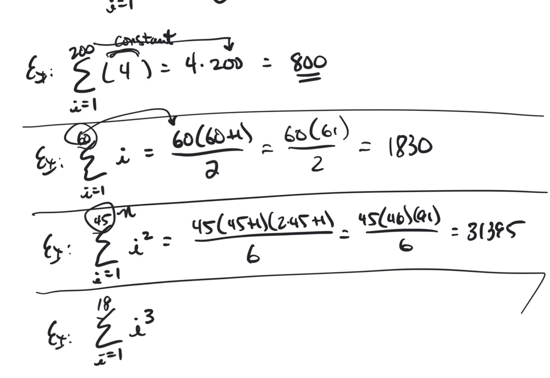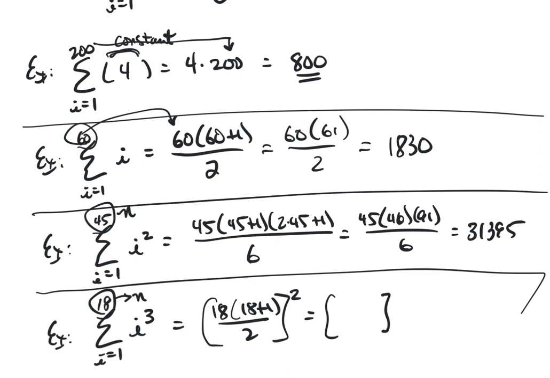But our shortcut allows us to just replace the n with 18. So this is then going to be the n value times the n value plus 1 divided by 2 squared. All right, so if I do what's inside first, 18 times 19 divided by 2, I get 171. And then when I square 171, I would then get for a total 29,241.